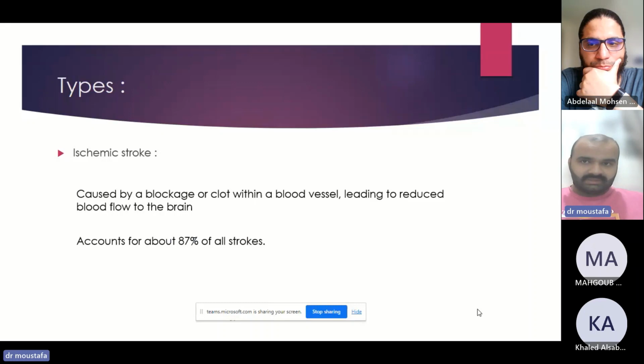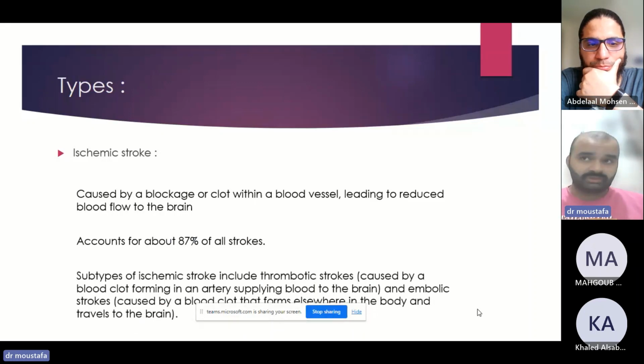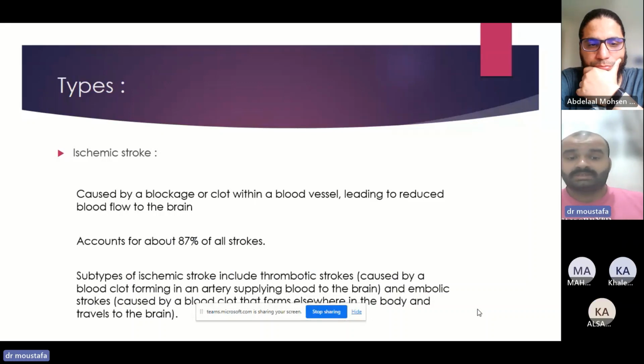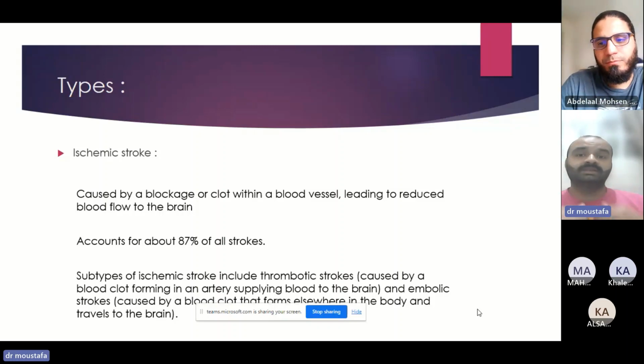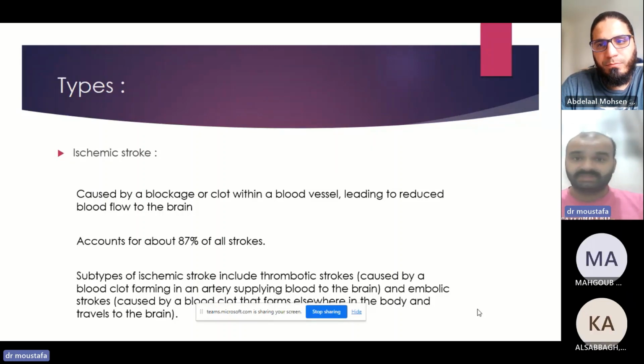Ischemic stroke itself contains subtypes. We have two types actually, thrombotic stroke and embolic stroke. So what is the difference? Thrombotic stroke is caused by a blood clot forming in an artery in the blood supply to the brain. What about the embolic stroke? It's a clot also, but it forms elsewhere, anywhere other than the blood supply to the brain. For example, emboli coming from atrial fibrillation in the heart. That is the embolic stroke. These are the subtypes of ischemic stroke.